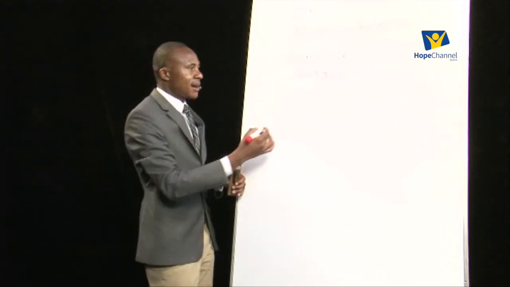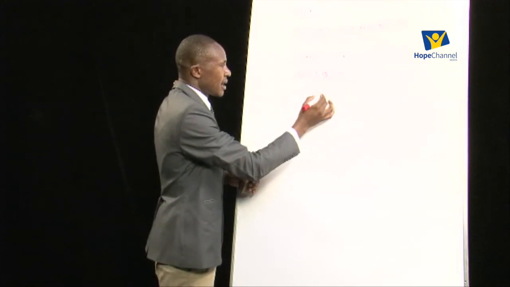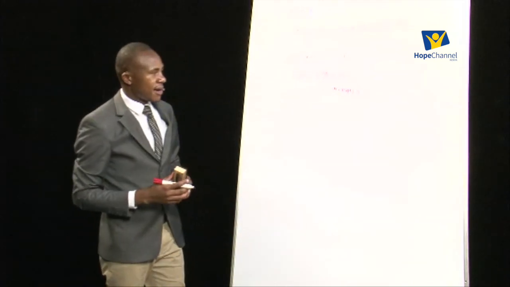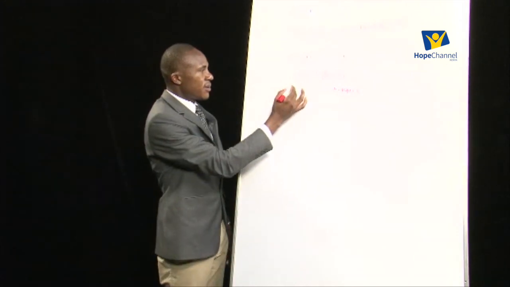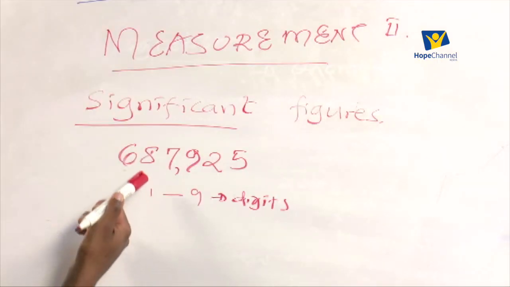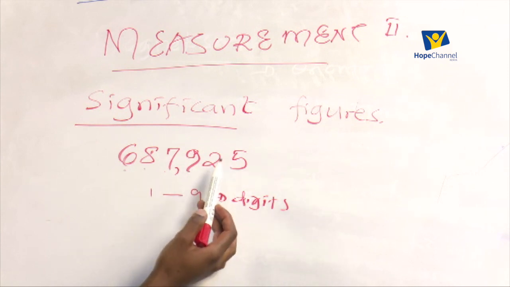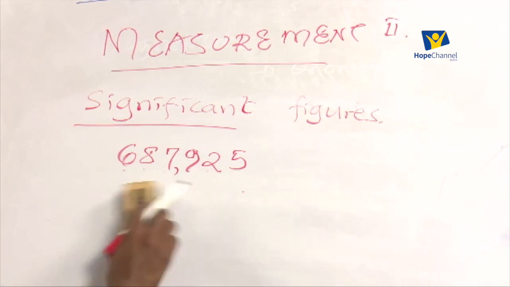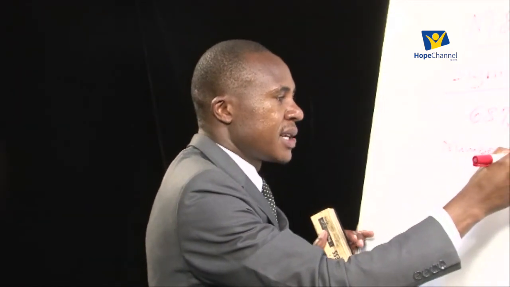Digits are the numbers from 1 all the way to 9; they are called the digits. When we talk about significant figures, we are referring to the number of digits which are written in that number. For example, 6 is the first digit, then we have 8, all of them are digits, so they are 1, 2, 3, 4, 5, 6 of them. So we can say that the number we see there is written to 6 significant figures. Significant figures simply refers to the number of digits which are appearing in a number.